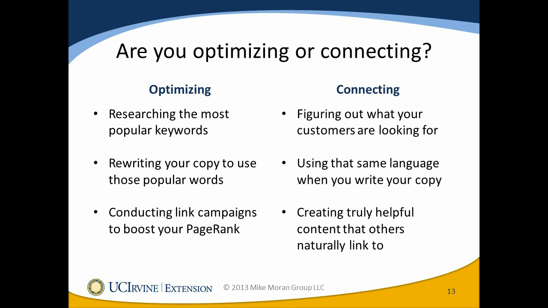Optimizers conduct link campaigns to boost page rank in Google. So they're trying to have all these links coming into the site. Connectors, on the other hand, would create content that other people naturally link to. And so those might seem like they end up in the same place, and maybe they do. But those link campaigns are not really helpful to the customers, to the searchers, whereas the helpful content actually is.